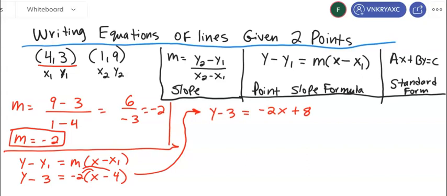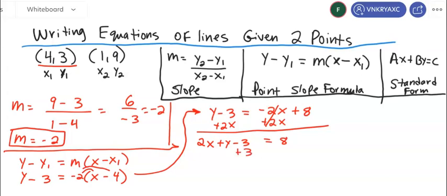So now, we remember the standard form: we need to have the x be positive. So what I'm going to do is add this 2x to the other side. I'm going to bring that over here and add it to both sides. That will leave me with 2x plus y minus 3 equals 8. Then I'm going to add this 3 to the other side, so I can have a number on the other side to match the standard form. So it'll be 2x plus y equals 11.